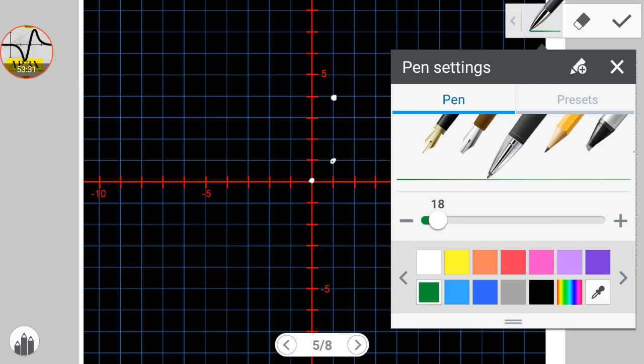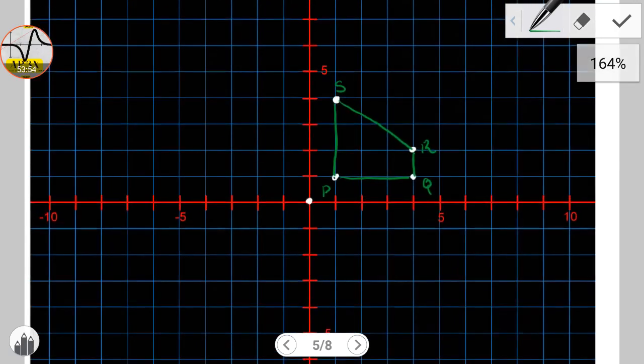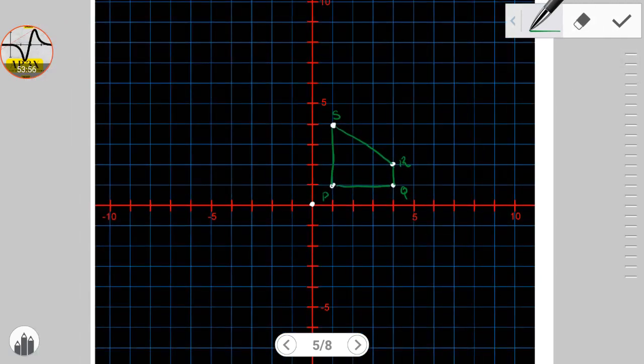So we're going to be drawing it in green. So boom. Here. This here and here. Beautiful. So this is P, this is Q, this is R, and this is S. All right, that is our shape then. Those are our points.